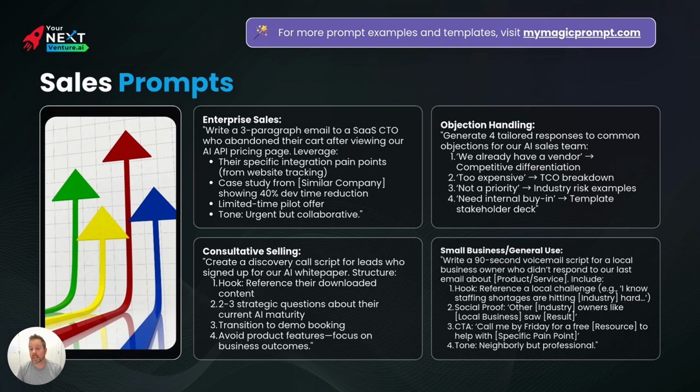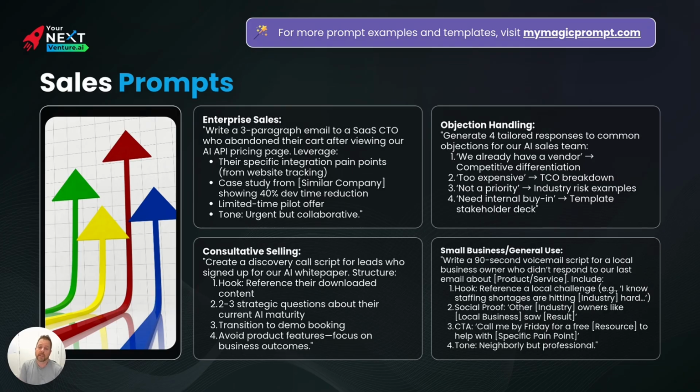Number two, consultative call. No more pitch mode. This script asks smart questions first and books demos second. Avoid product features is the secret sauce. Number three, objection smasher. AI generates battle-ready comebacks. Too expensive? ROI breakdown. Have a vendor? Differentiate. Your team just got sharper.